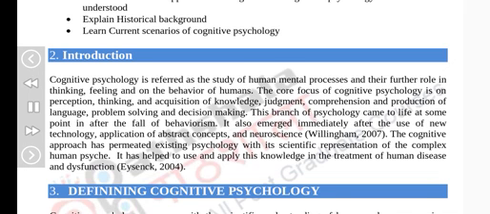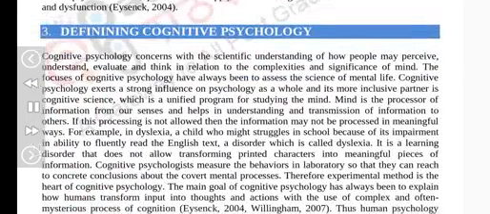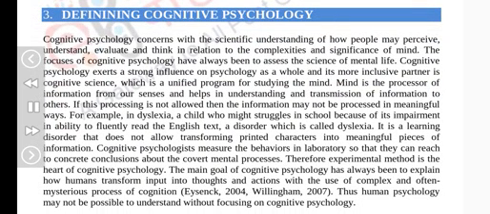This branch of psychology came to life at some point after the fall of behaviorism. It also emerged immediately after the use of new technology, application of abstract concepts, and neuroscience (Willingham, 2007). The cognitive approach has permeated existing psychology with its scientific representation of the complex human psyche. It has helped to use and apply this knowledge in the treatment of human disease and dysfunction (Eysenck, 2004). 3. Defining cognitive psychology.